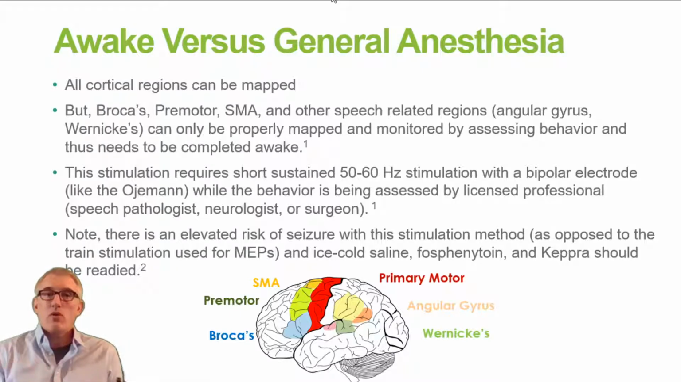So all cortical regions can theoretically be mapped, but speech and premotor areas such as SMA and any sort of related speech area, angular gyrus, Wernicke's region, they can be mapped, but they'd be mapped with assessing actual behavioral disturbances while the stimulation is being performed. Thus, if these regions are at risk, the procedure should be performed awake.